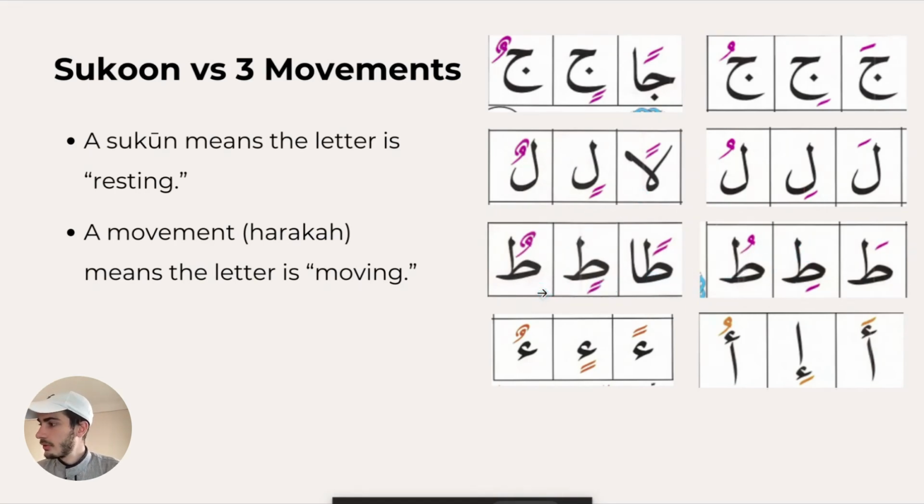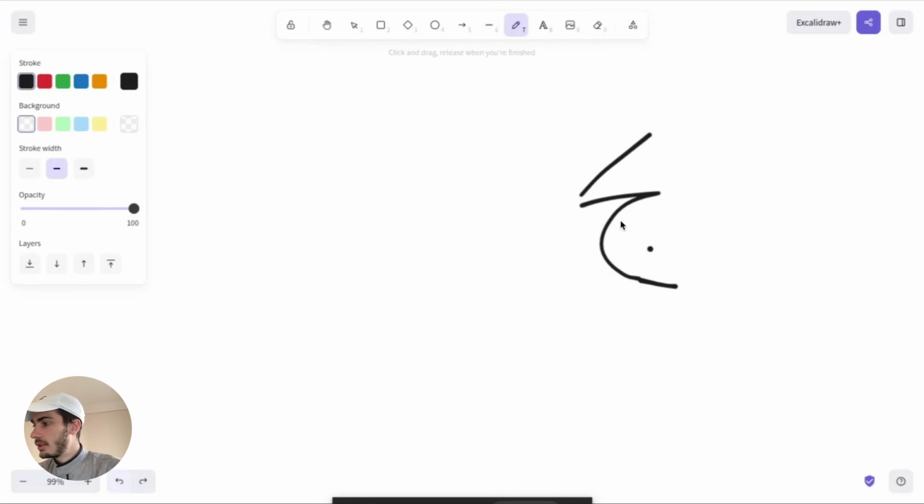But what if we compare this with, for example, a jim? For example, we see here the jim with the fatha. The jim has here a fatha, so it's called ja. If the jim has a sukoon, then it's called j. J, that's it. No ja, ji, ju, j, that's it.